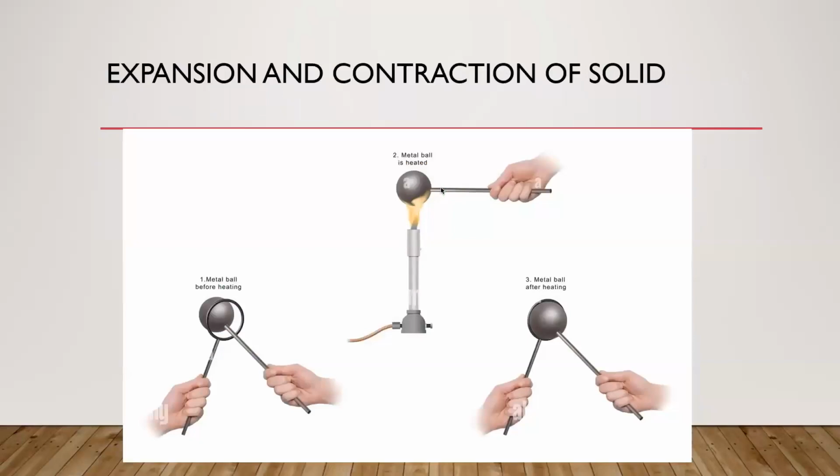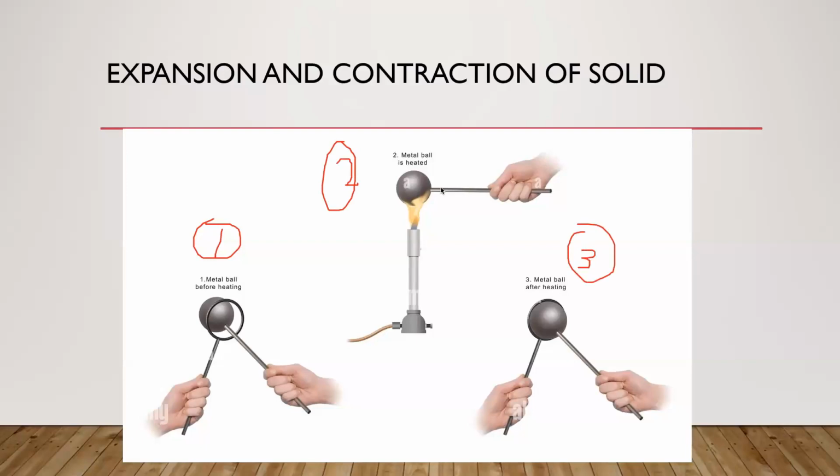Next up, heat. We will look into expansion and contraction of solids. Look at picture number 1 here. This metal ball, before we heat it up, can pass through this ring easily. But now I heat it with some fire. So this metal ball is heated. After being heated, the metal ball can no longer pass through the ring.